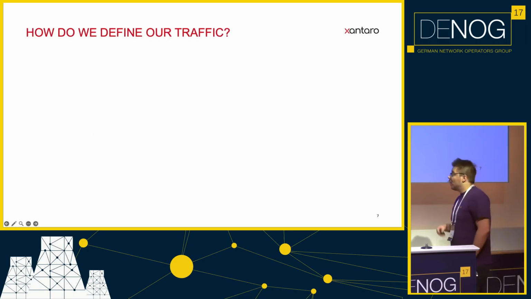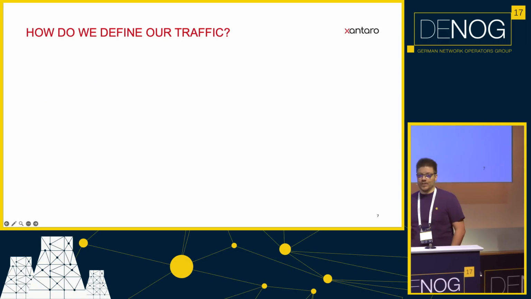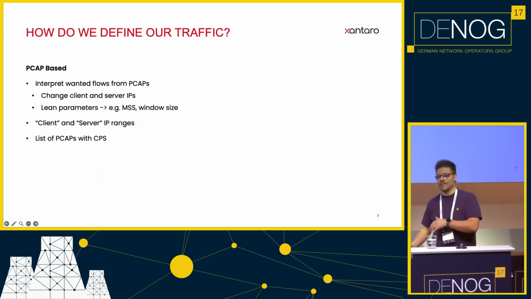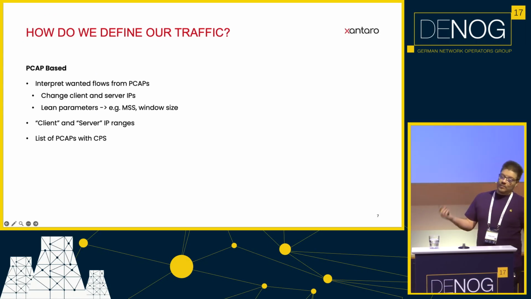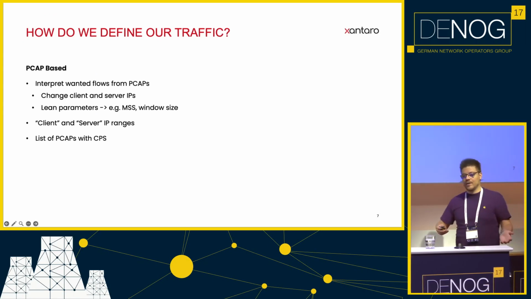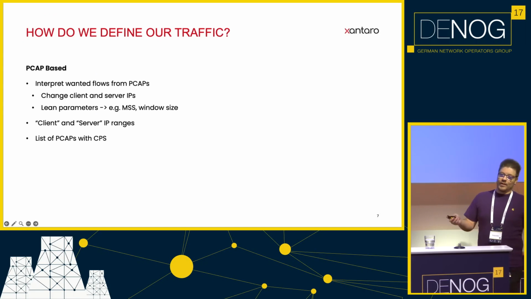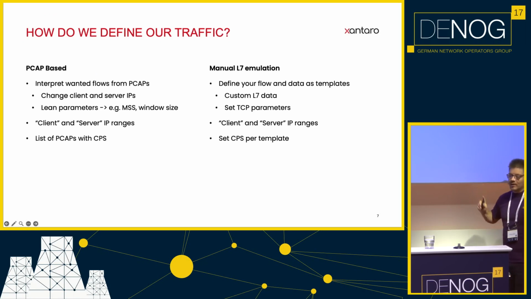Okay. If we want to test, we of course need to define our traffic. For this, there are two approaches. You can first define a list of PCAP files that have a capture of a client talking to a server, and TRex then will learn your TCP parameters, like an MSS, the window size, and it will take over the application data that gets transmitted in the payload, and will rewrite everything like the IPs. You'd provide the list with how many connections per second you need. And the second option is manual layer 7 emulation.